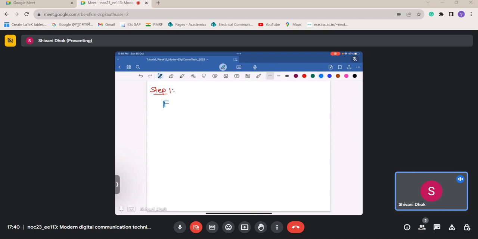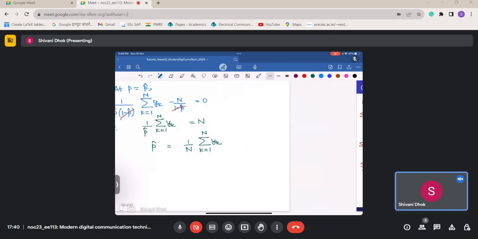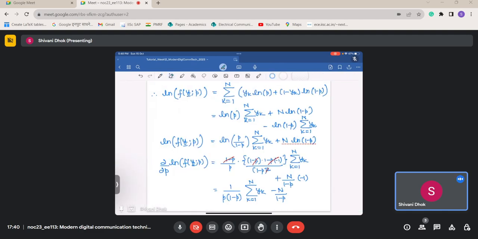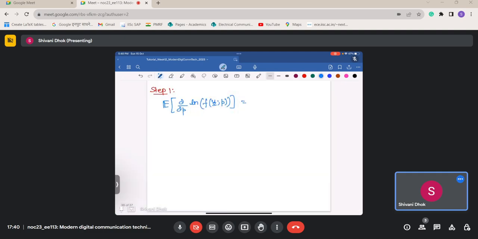So consider expectation of del by del P log of f of y given P, and this differentiation we had found out in our previous question, which was equal to 1 upon 1 minus P summation k equal to 1 to N y k minus N upon 1 minus P. So this we have as expectation of 1 upon P into 1 minus P summation k running from 1 to capital N y k minus N upon 1 minus P. Now the only random variable here is y k, so I can write this as 1 upon P into 1 minus P summation k running from 1 to capital N expectation of y k minus N upon 1 minus P.